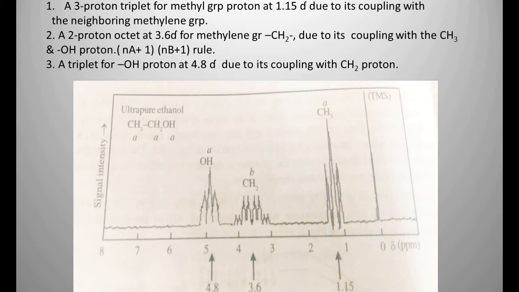So ethyl alcohol has three chemically different protons. One is the OH proton, another is the middle CH2 proton, and the next is the CH3 proton. CH3, CH2 and OH are the three protons in three different chemical environments.